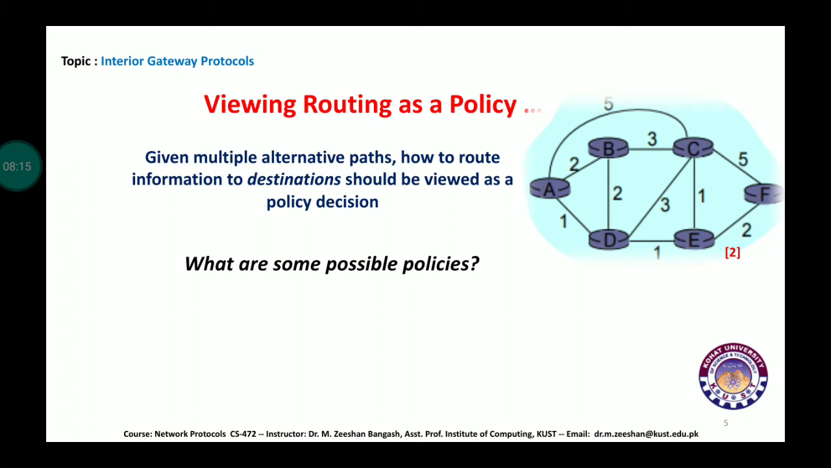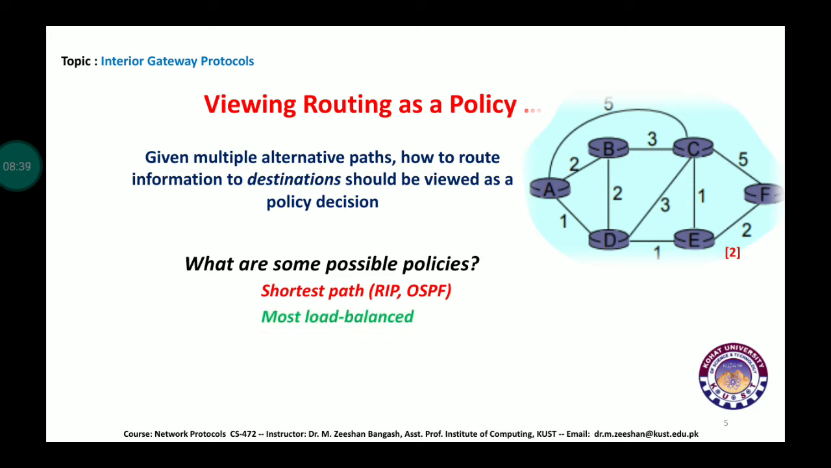Now, what are the different possible policies? One of the policies while deciding a route is basically the shortest path. Two algorithms for this are RIP and OSPF. RIP stands for Routing Information Protocol, and OSPF is basically Open Shortest Path First. It is one of the possibilities.